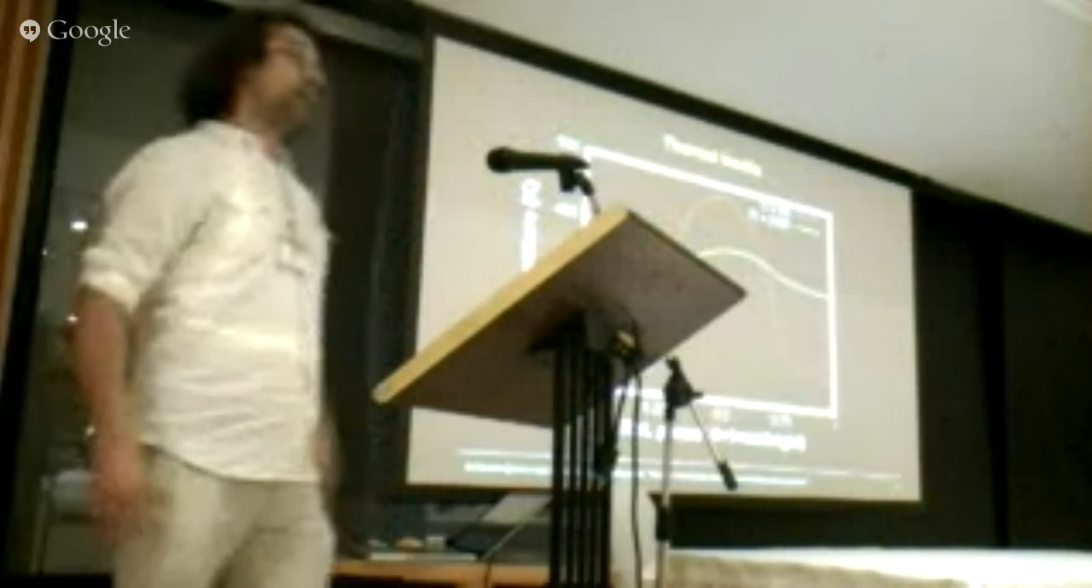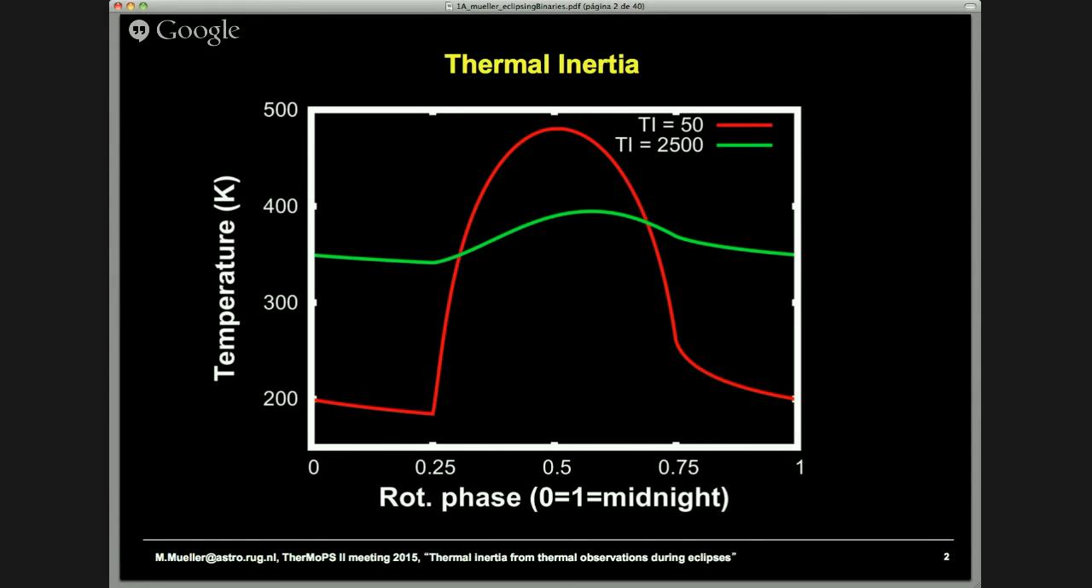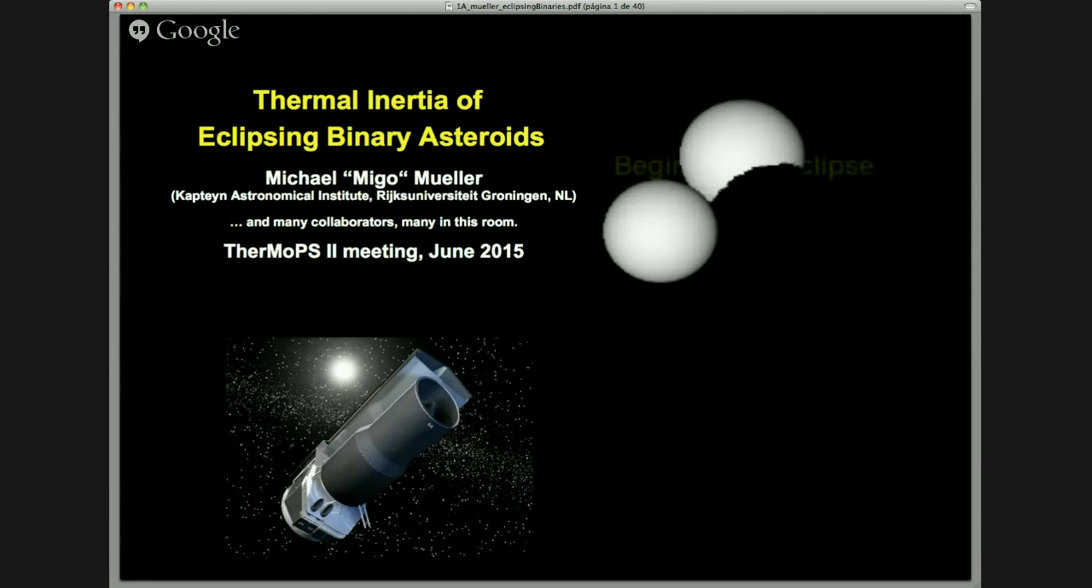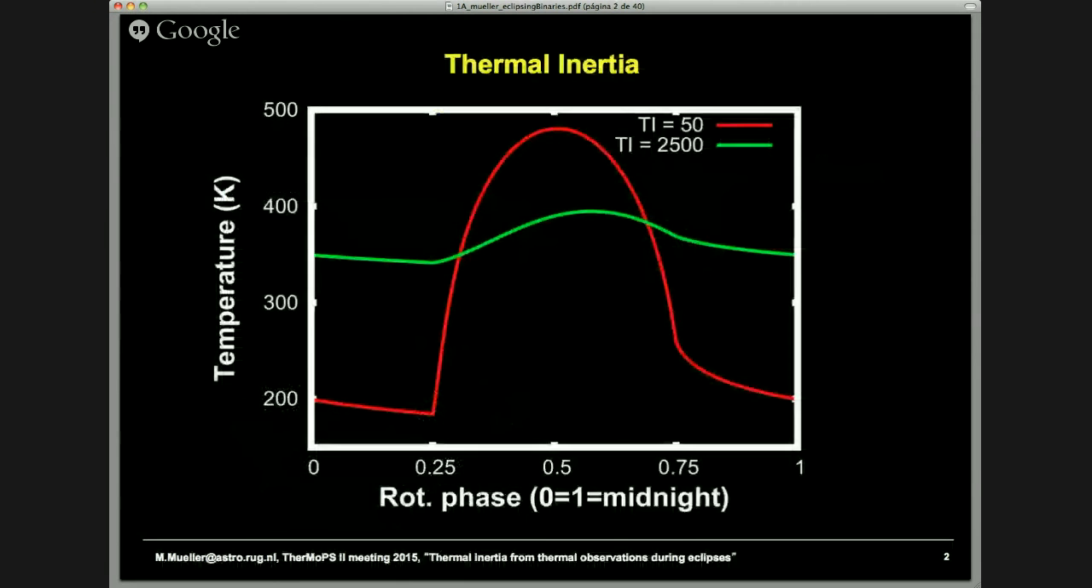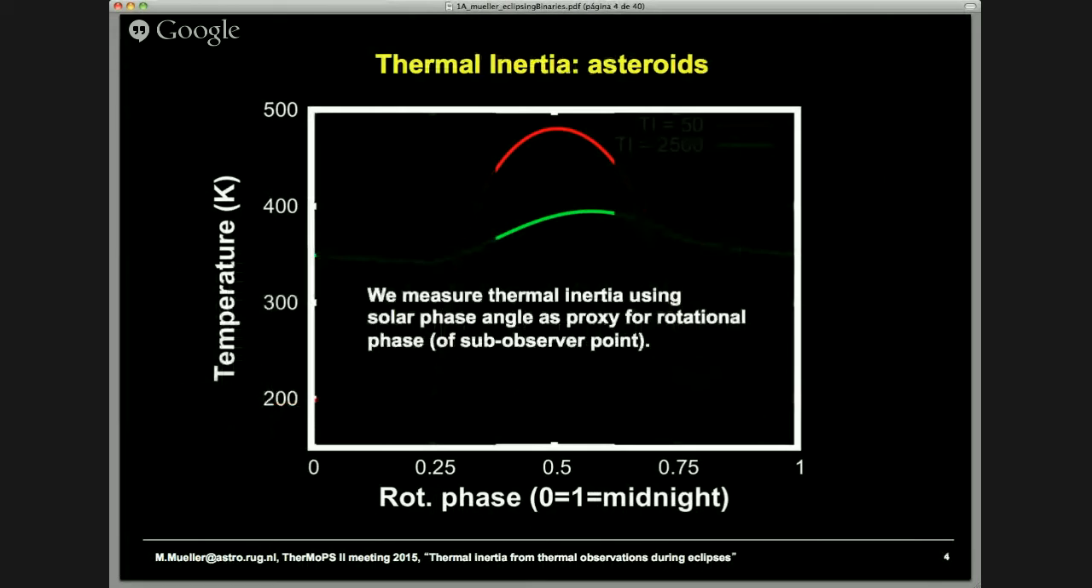So everybody here knows what thermal inertia is, so I don't need to really introduce it. Here's how we see it if we look at the temperature distribution over the day, or rotational phase. And this is how we could easily tell it apart, if you could measure this. Really, what we do when we look at standard asteroids is we look at some limited range, and we use solar phase angle as a proxy for time. So at face value, this still looks like it's easy to tell apart.